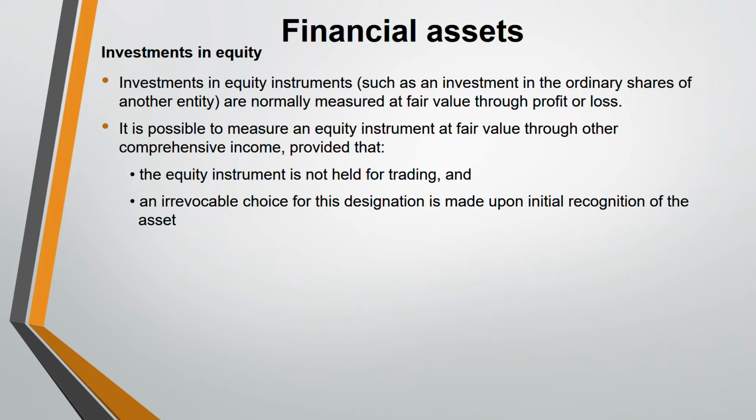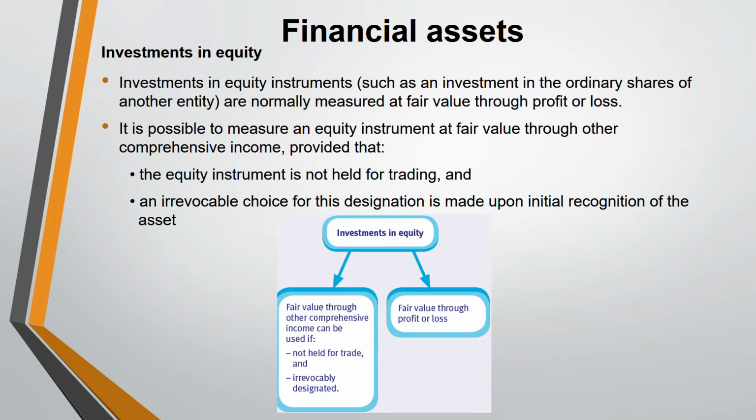It's easy when you're studying part by part like this, but when it comes in a question, everything together you have to remember. Whether it is investment in equity or debt, what is initial recognition, what is subsequent measurement, all those things become very tricky at that time. That's why I'm telling you, multiple attempts, multiple times you have to do questions on this area to understand this topic very well. So investments in equity can be two types: fair value through profit and loss, fair value through other comprehensive income. Fair value through profit and loss normally, but for fair value through other comprehensive income, two conditions have to be there: not held for trade and irrevocably you have designated it.